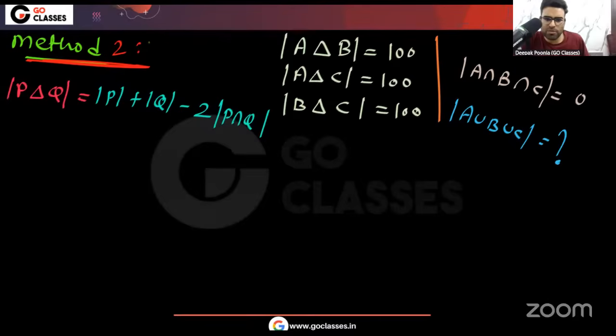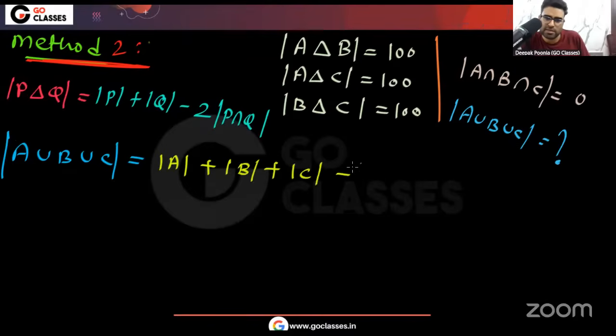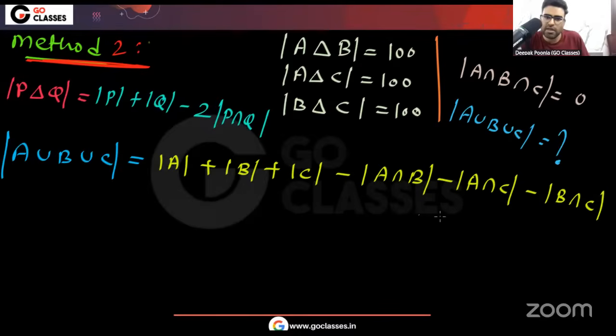You already know the A union B union C formula, right? The cardinality of A union B union C, the inclusion exclusion principle. So what is that? That is size of A plus size of B plus size of C minus size of A intersection B minus size of A intersection C minus size of B intersection C, and plus size of A intersection B intersection C. Is this clear? Very simple. So this is the cardinality of A union B union C.